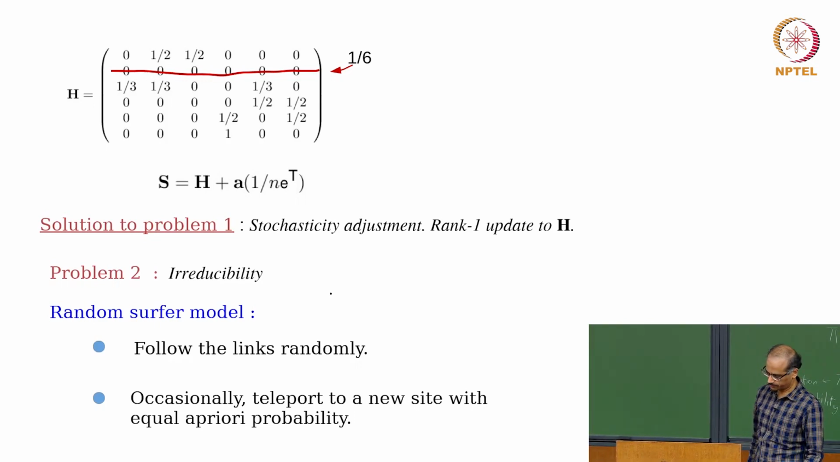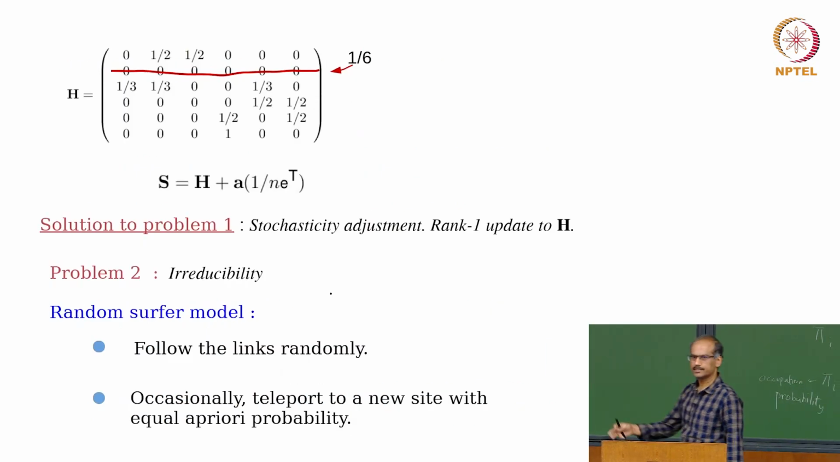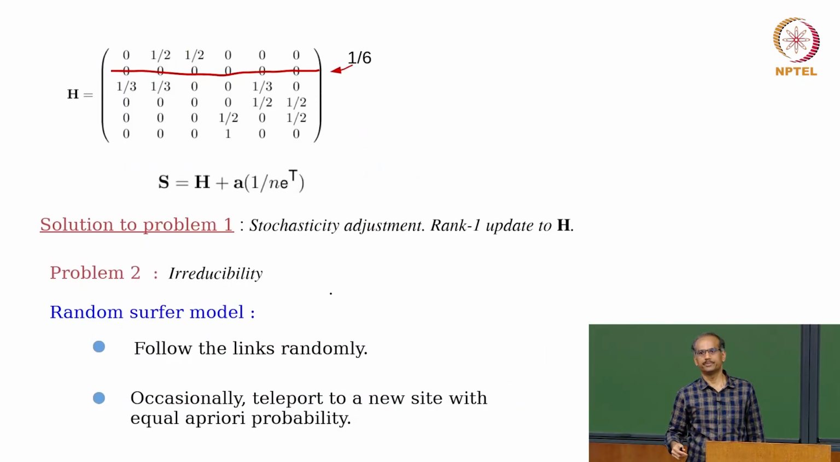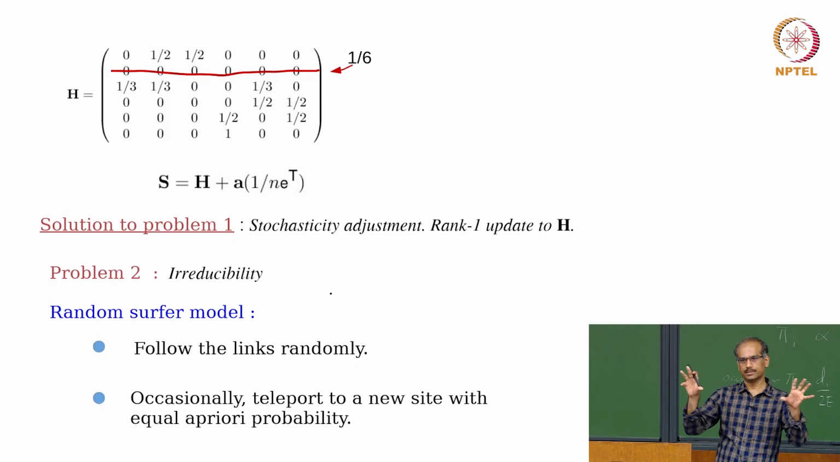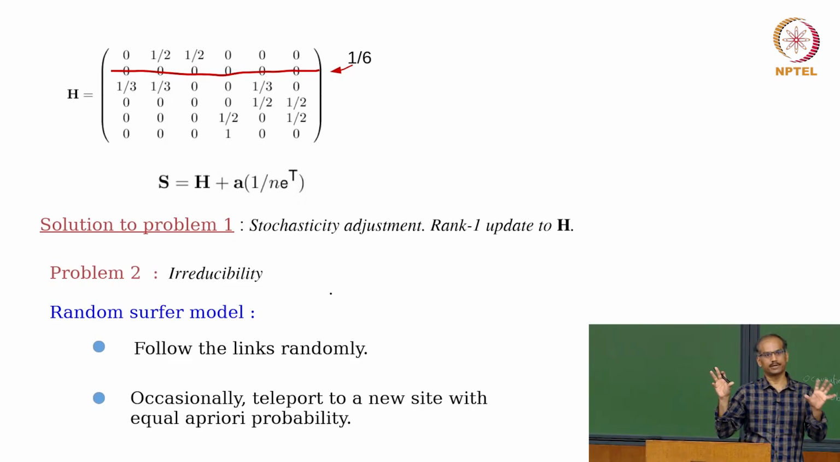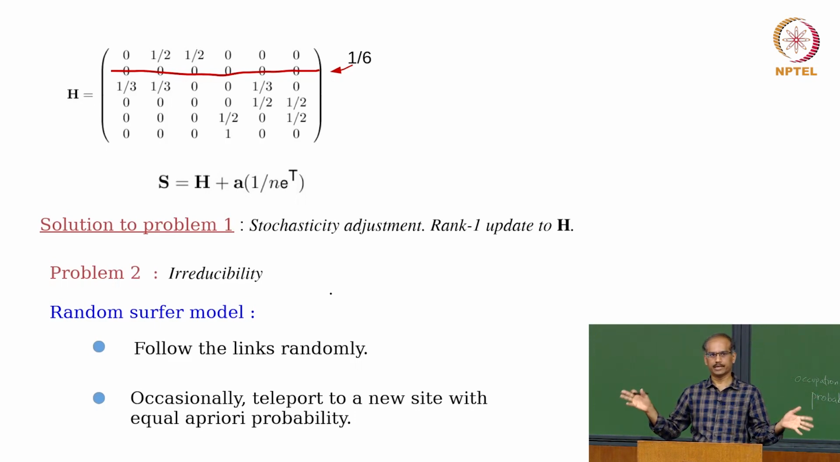Second problem is of course irreducibility. In the sense that there is no guarantee that a very large graph like this is going to be irreducible. Especially you know that there are dead ends and there could be several communication classes the way that we discussed yesterday. So it's a problem that there is no guarantee that a path will exist from every node to every other node in that large graph.